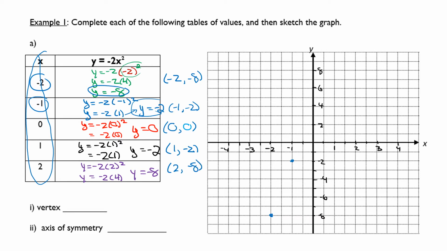So (0, 0) gets put on the graph. That is the origin, where the axes intersect. Then (1, -2), and (2, -8).